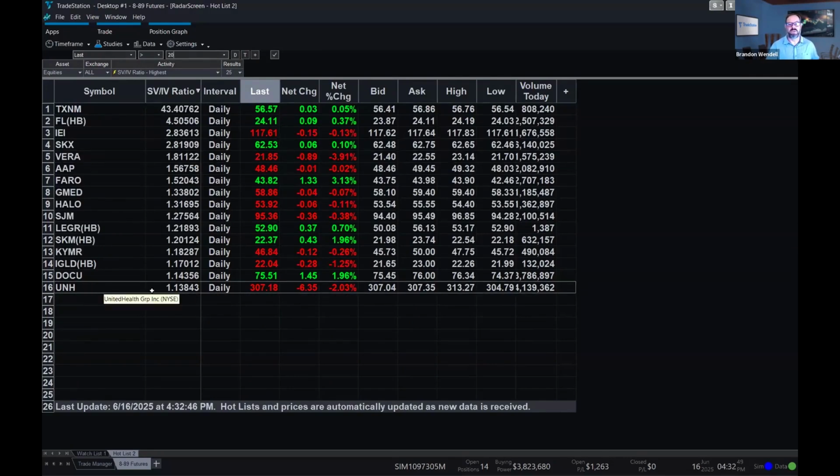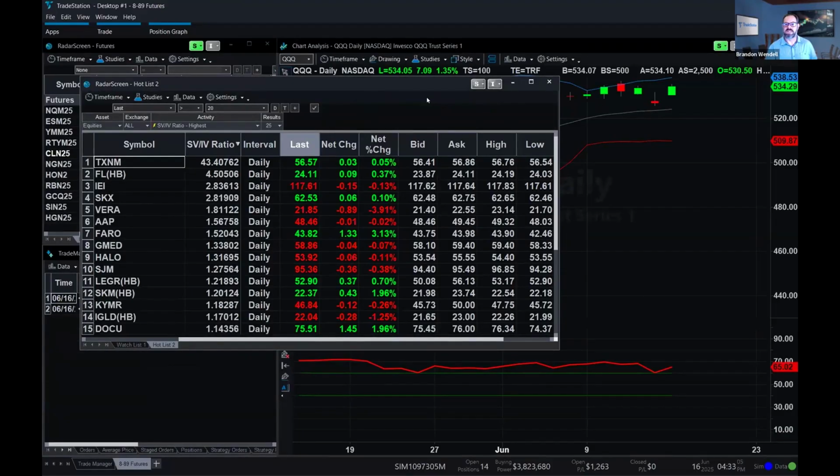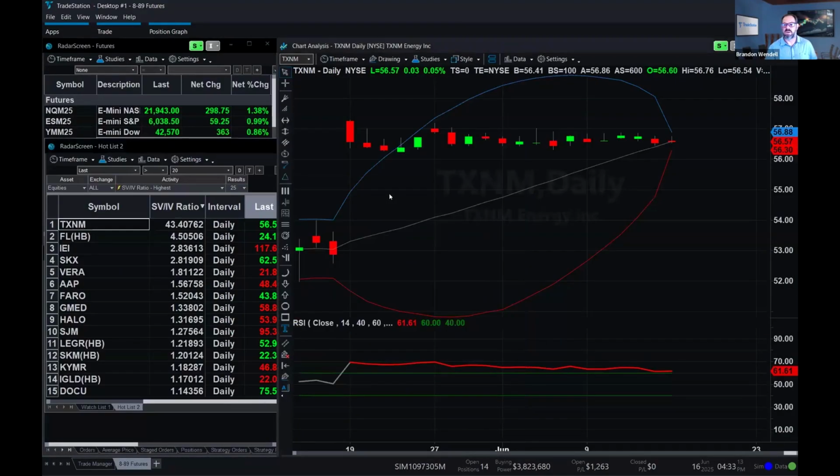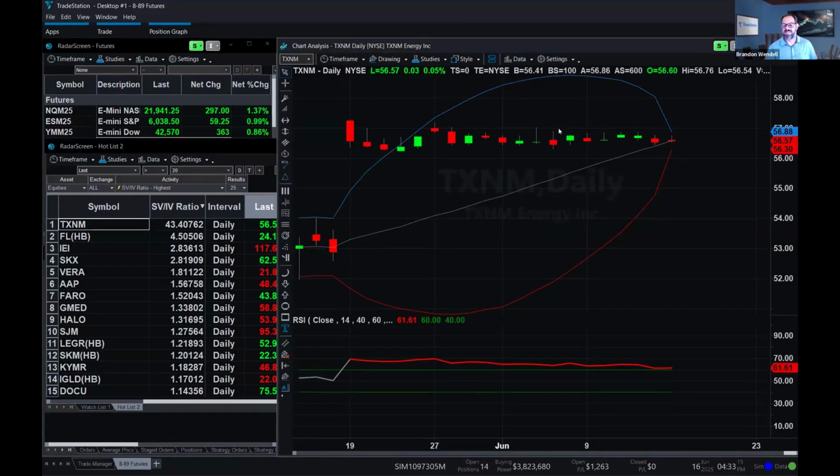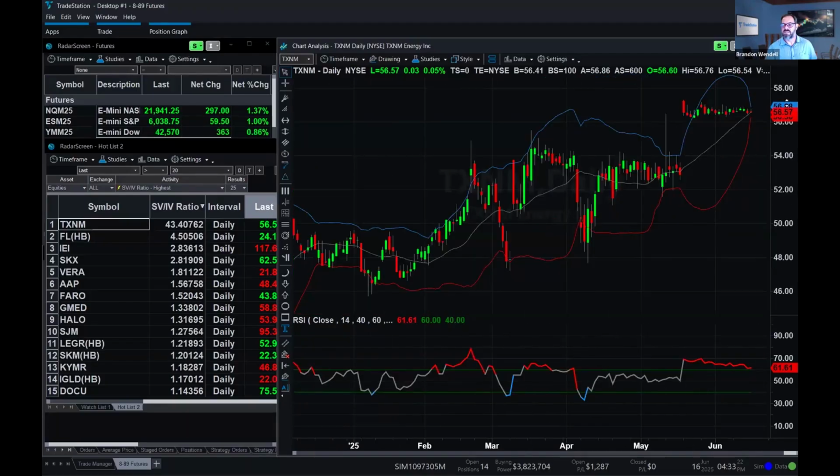Well, UNH is a pretty big name, $300 a share. The ratio, 1.13. It's one of the lower ones. We could possibly look at some of the others. This is crazy. This TXNM. Let's see. I didn't set the screen up very well, but let's see. Is this linked? There we go. TXNM. Just had a big gap and it's not really moving much after. It's kind of died off. So the volatility is probably gone by now.